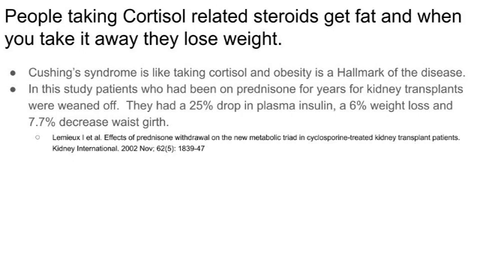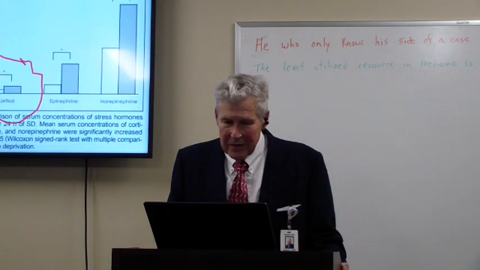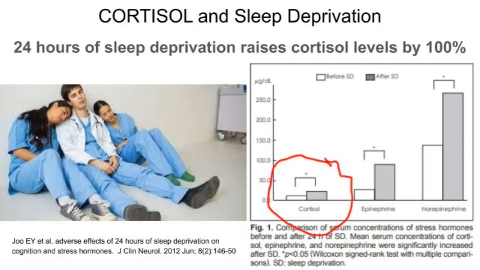So in this study, patients who had been on prednisone for years for kidney transplants were weaned off. They had a 25% drop in plasma insulin, a 6% weight loss, and a 7.7% decreased girth. In another study, they went out in Glasgow, Scotland, and they checked people's urine cortisol level, and then it correlated with all the markers of the metabolic syndrome. Okay? So cortisol goes right in there.